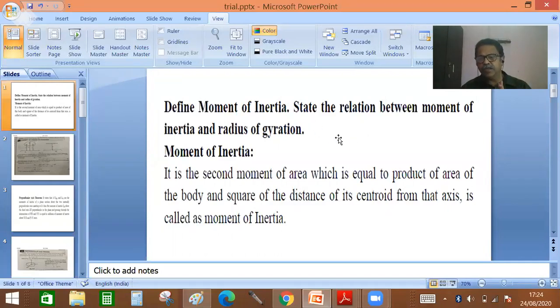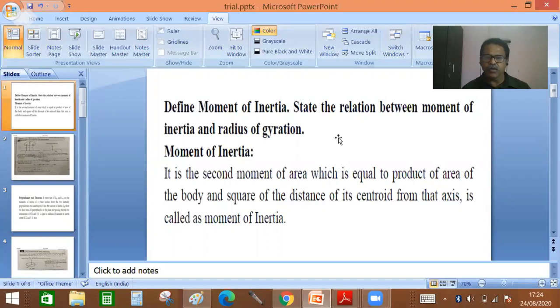So moment of inertia is basically, you can define it as a second moment of area. Moment of inertia, in short, you can define it as a second moment of area about certain axis. That is a moment of inertia.